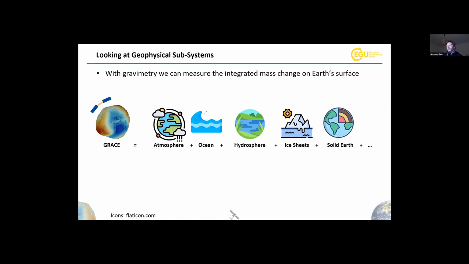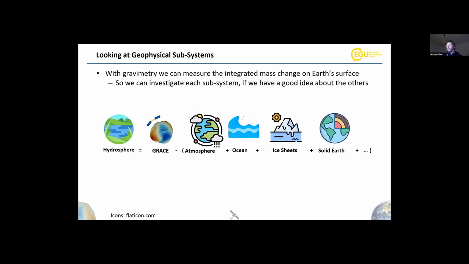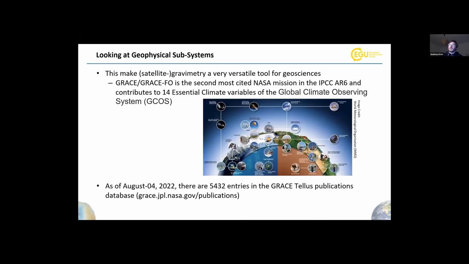So if you want to look at, for example, water storage changes, so hydrological applications, we can take our measurements and just subtract everything else if we have a reasonably good idea what's going on in the other subsystems. Or, for example, if I want to look at solid earth processes, I can do the same approach. Just take the GRACE mass change, subtract everything else, and I can look at, for example, the mass changes that an earthquake has caused.